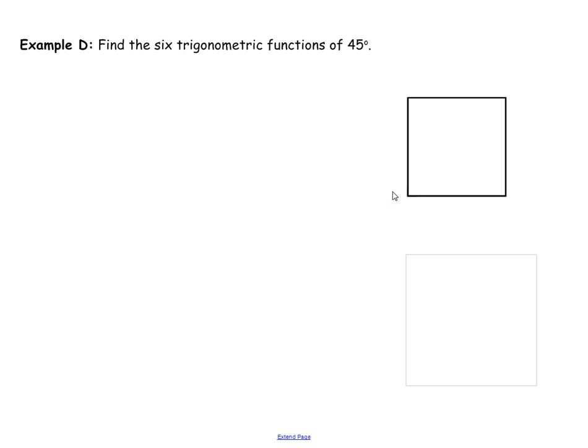Each side of the square is equal. So let's just pick a number here. Let's make it equal to 1, right? So let's say you've got each side having a length of 1.